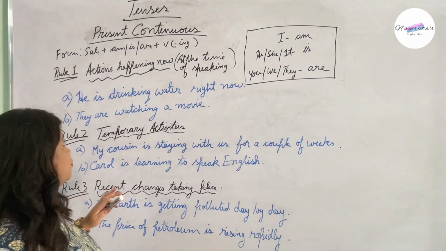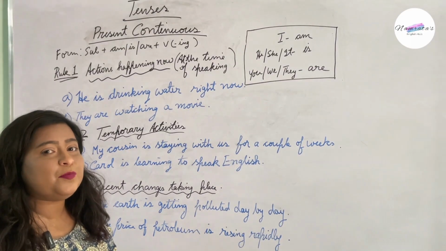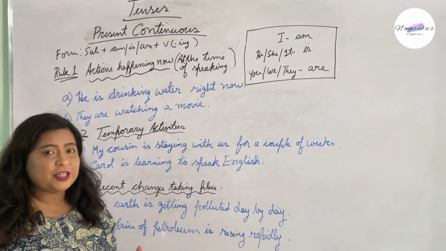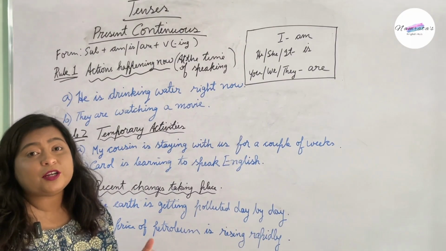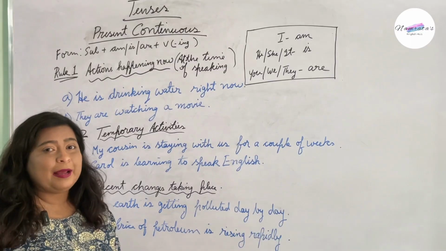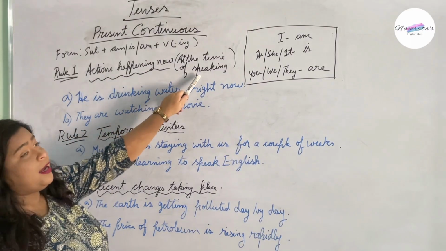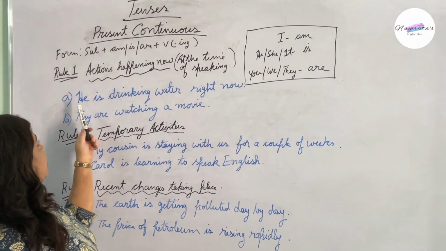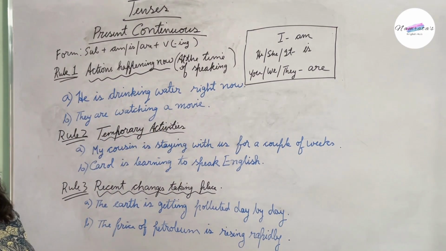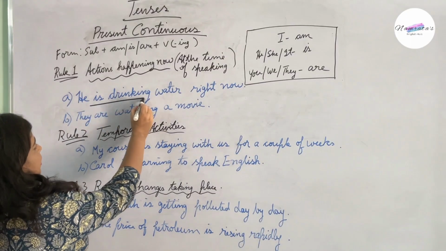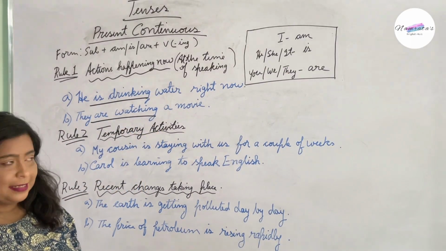Now let's come to the rules. First rule is very simple, as we all know, that we use present continuous when we are talking about the actions that we are doing right now. Like I am teaching tenses right now. So actions happening now at the time of speaking. He is drinking water right now. They are watching a movie. So, is drinking, are watching. These are present continuous tenses.